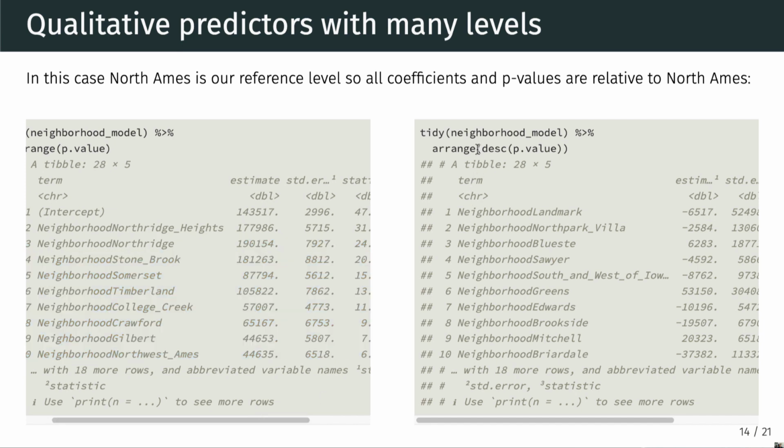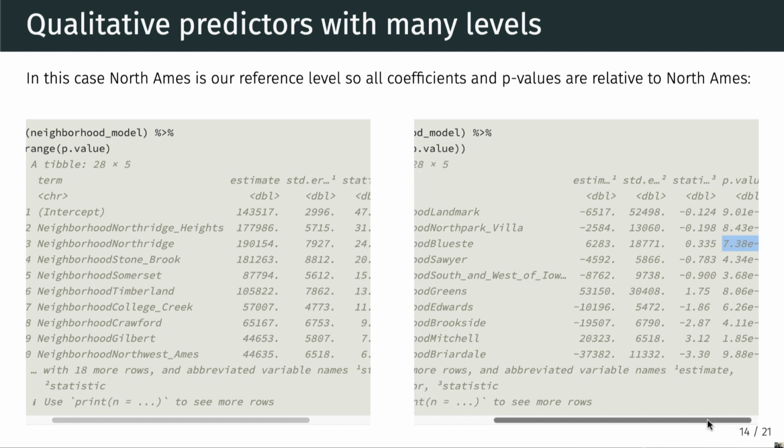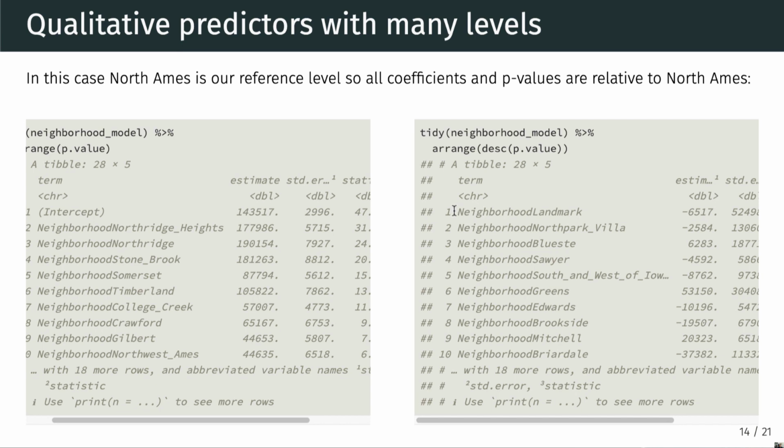But if I now arrange in descending order, we'll see that we have p-values of 0.9, 0.843, 0.738. These are very large p-values, which means the coefficients are likely not statistically different than zero. So what that means is for all these neighborhoods, we don't have very high confidence that their average sale price is truly different than the reference neighborhood of North Ames.